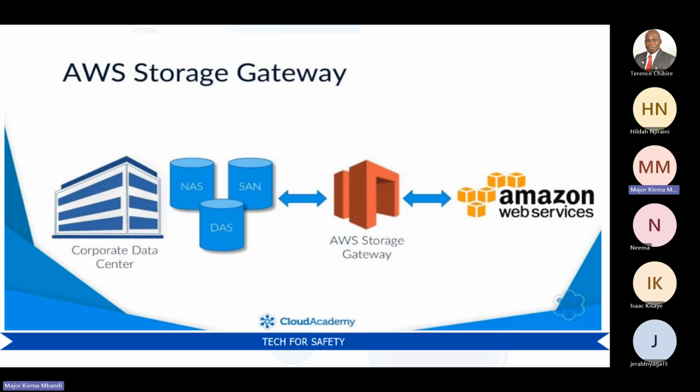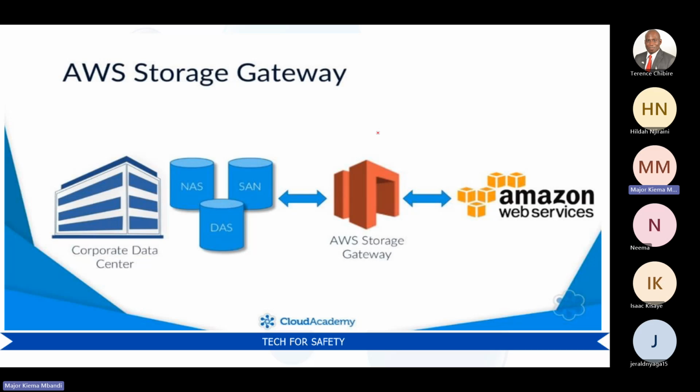As you can see here, you have your corporate data center, and then you can use network attached storage, NAS, and DAS. Using Storage Gateway can enable you to make use of cloud scalable storage solution like S3, which is virtually unlimited. I remember someone said that his bucket was full using Amazon S3. So that is virtually unlimited.